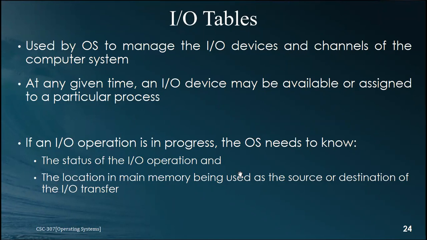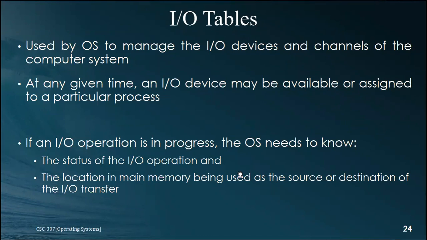That means if you want to take input from a keyboard or any input device, this is called the source. If you want to send something from the CPU, that can be said to be the destination. So the location in the main memory, where I want to send the data or from where I can read the data, can be stored here.